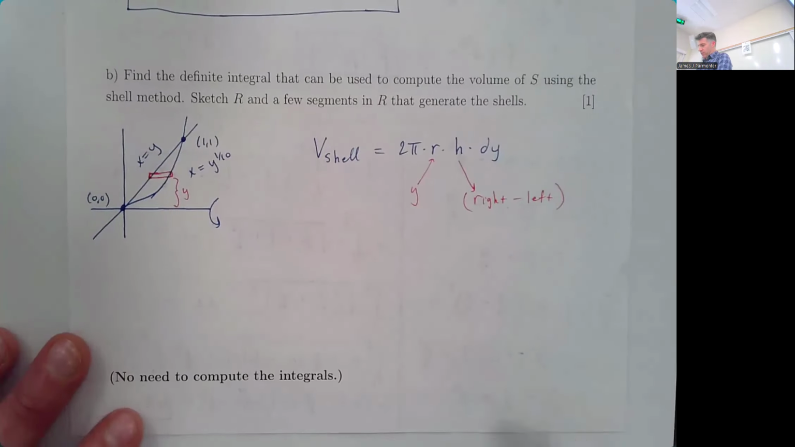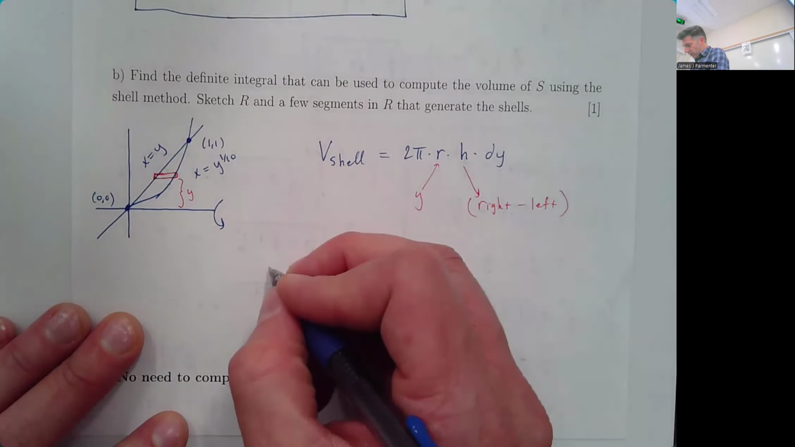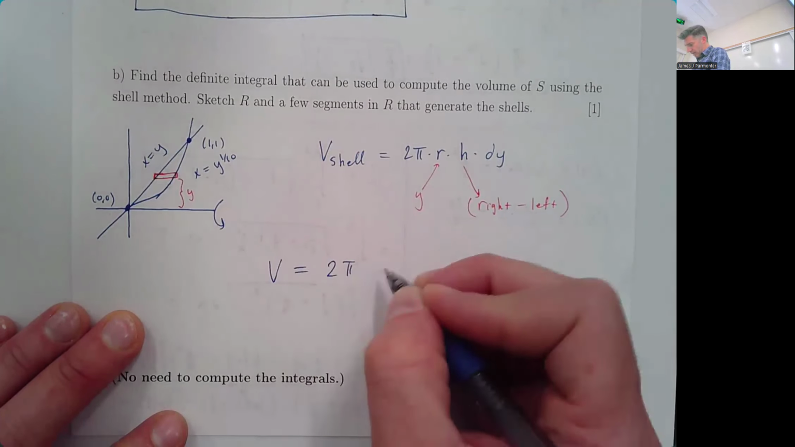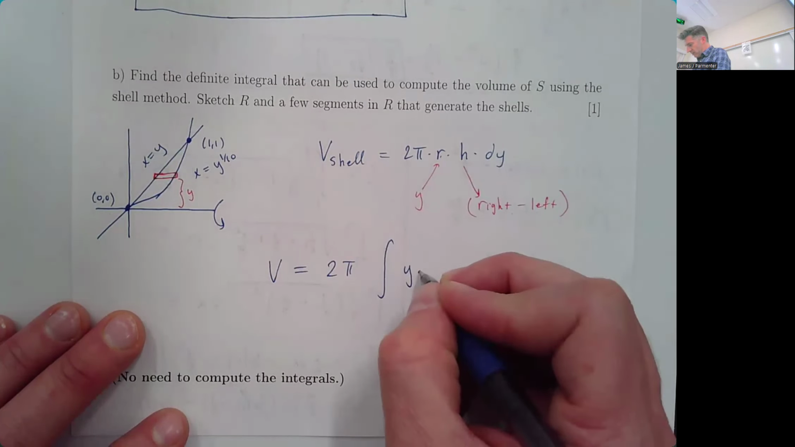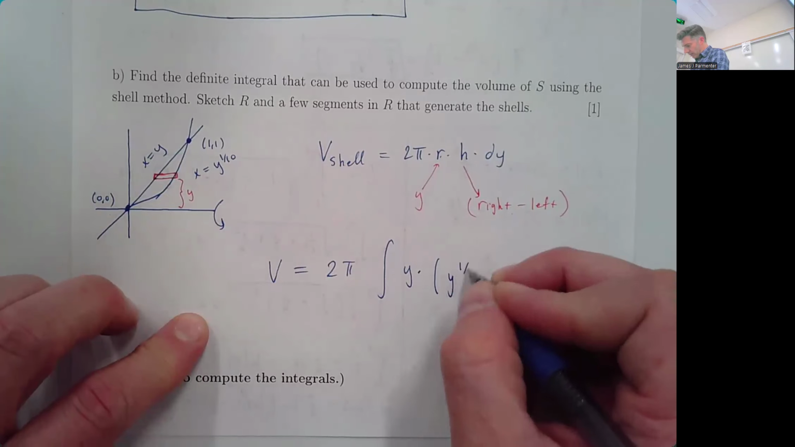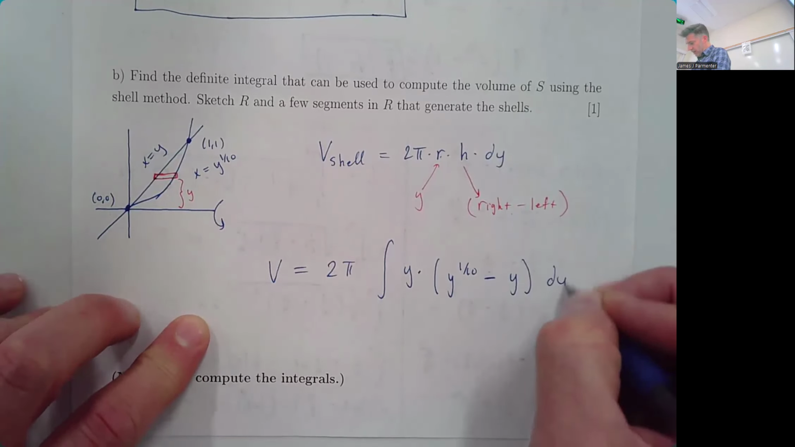All right, so now the right function, this is again why drawing it is really necessary here. To know which function is on the right or the left, the easiest way is just to have drawn them. So our volume of our shell, actually let me just write the whole volume. The volume is going to be 2 pi times the integral of my radius, which is y, times my height, which is the right function, y to the 1/10, minus the left function, which is y, dy.